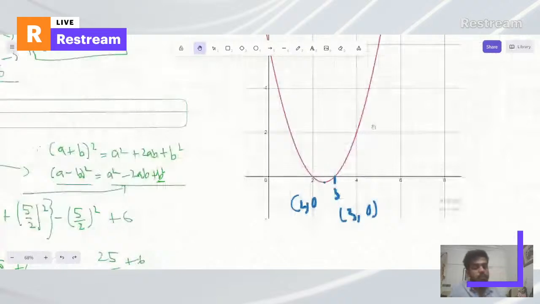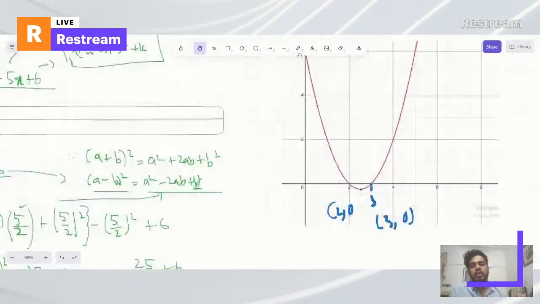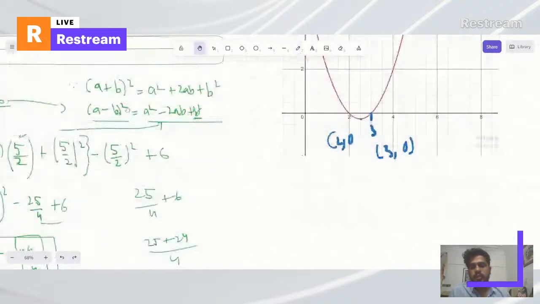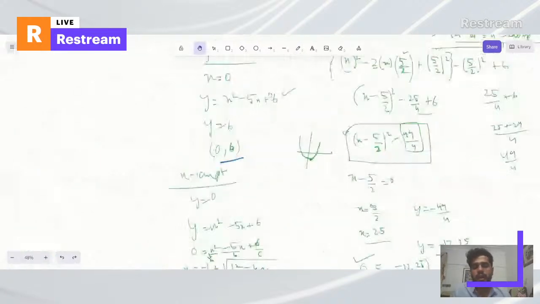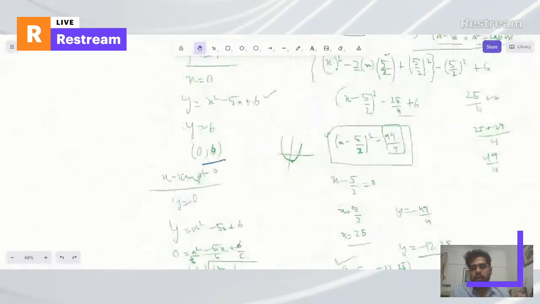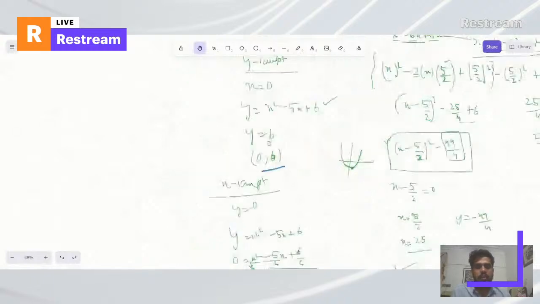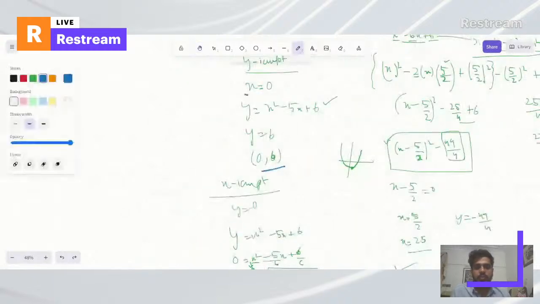So now how do we know when to put 0? There are two conditions when we put 0: one to find the y-intercept, and one to find the x-intercept. We put x equals 0 when we need to find the y-intercept. The y-intercept is the point where the graph cuts the y-axis. So this is going to be the y-intercept of this graph.